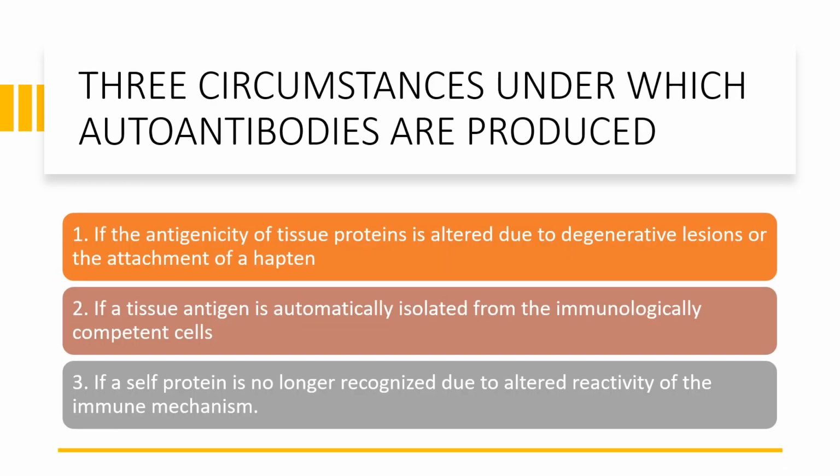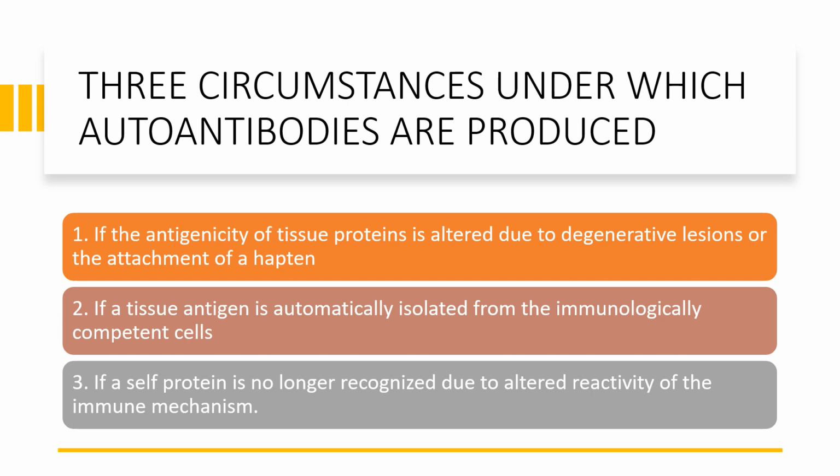There are theoretically three circumstances under which autoantibodies are produced. First, if the antigenicity of tissue proteins is altered due to degenerative lesions, such as following necrosis of tissues, as in skin burns, or the attachment of haptens, in which case the antibodies are directed against the hapten rather than against the normal tissue proteins.